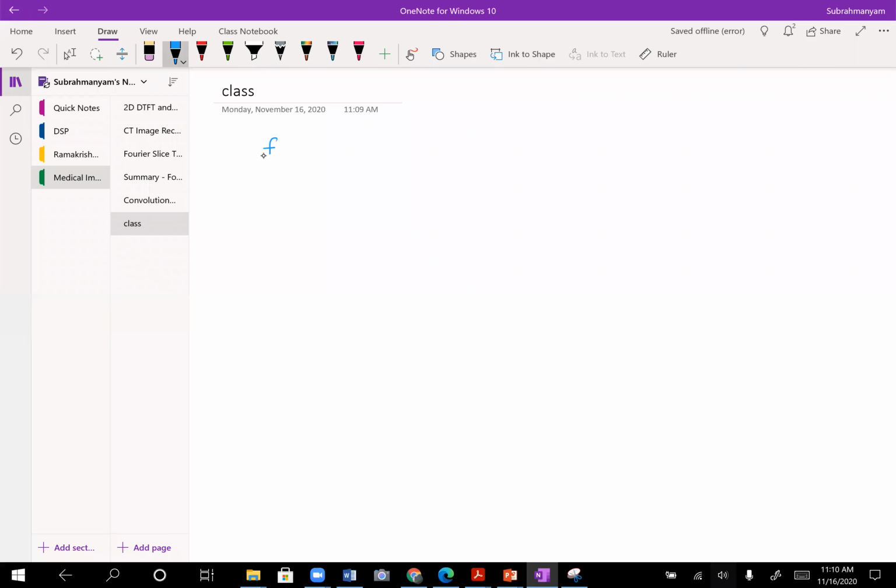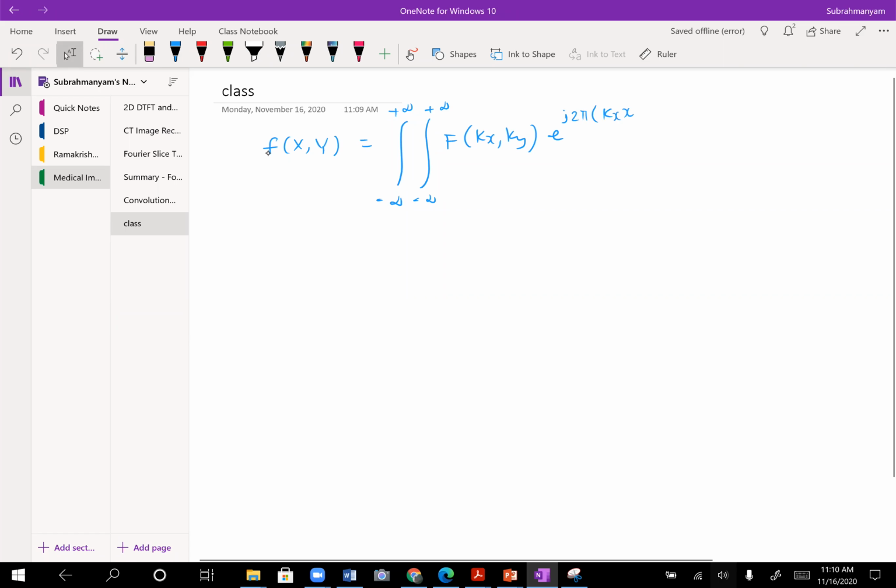See, we want to get f of xy, correct? And how could we get it? We realized that this would be in terms of its Fourier transform. If you look at it, in the Fourier domain, if that is equal to F of kx comma ky, then what would be this multiplied with e power j times 2 pi (kx times x plus ky times y) dkx dky, correct? This is the case.